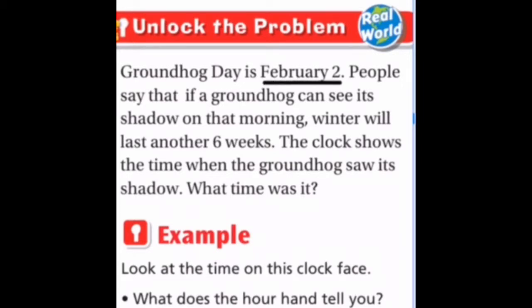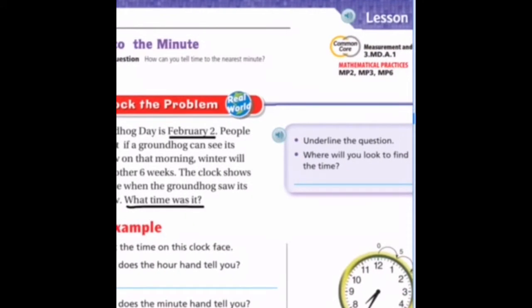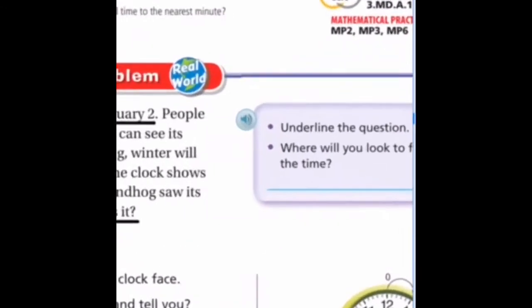Groundhog Day is February 2nd. People say that if a groundhog can see its shadow on that morning, winter will last another 6 weeks. The clock shows the time when the groundhog saw its shadow. What time is it? Okay, here's a couple things to look at.